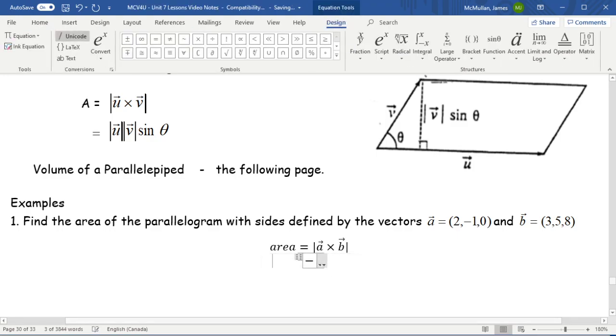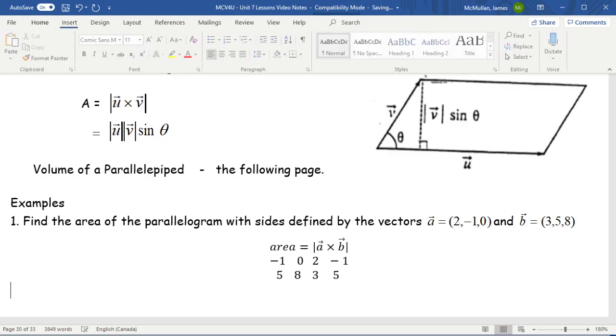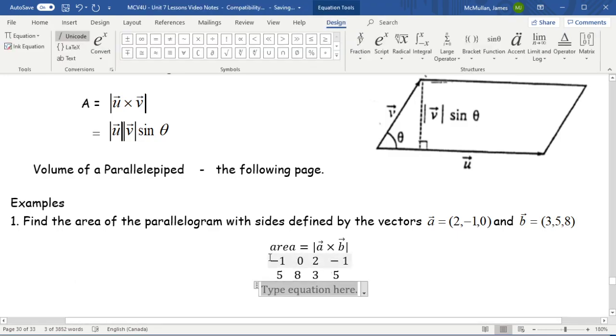A cross B. I start with -1, then 0, then 2, then -1 again. Underneath, I do the components for B. I start with 5, then 8, then 3, then 5 again. To cross them, I make a series of x's. -1 times 8, take away 0 times 5, so I get -8. Next one: 0 times 3 is 0, take away 2 times 8 is -16. And the last one: 2 times 5 is 10, take away -3 is +13.